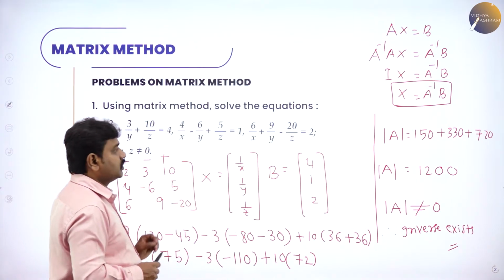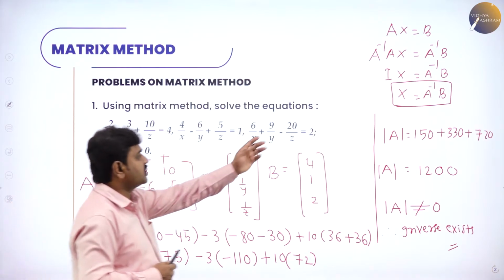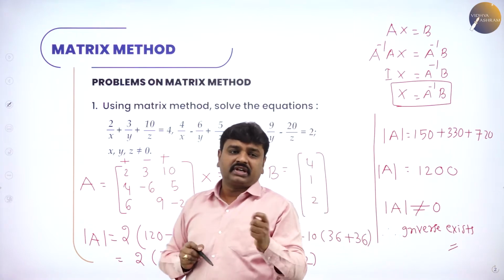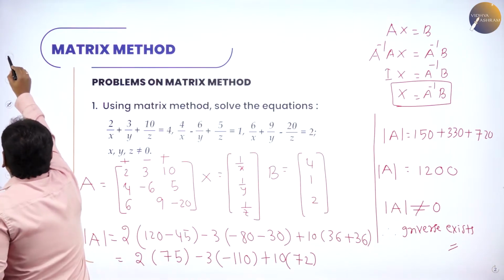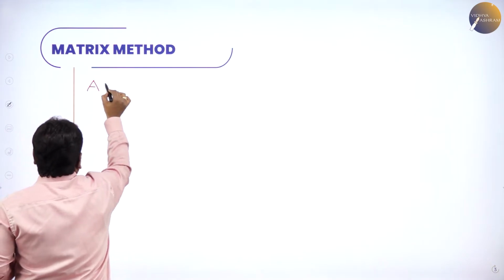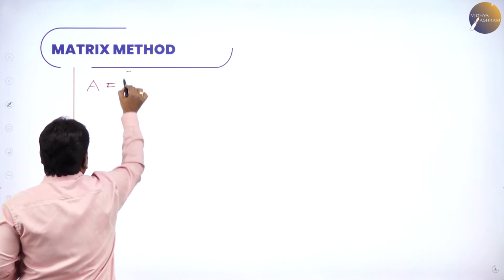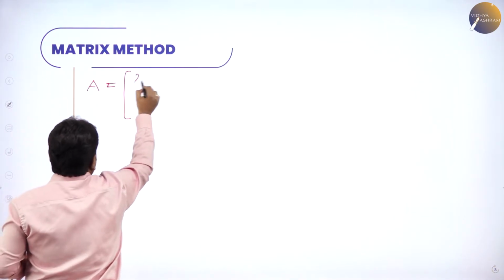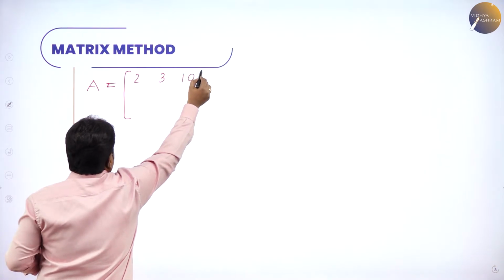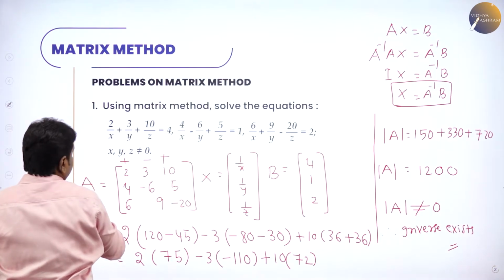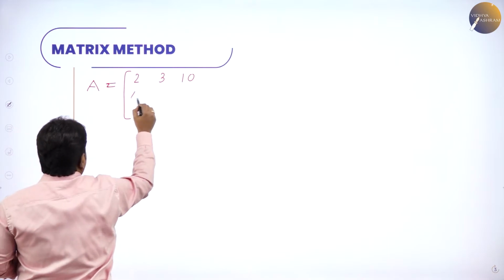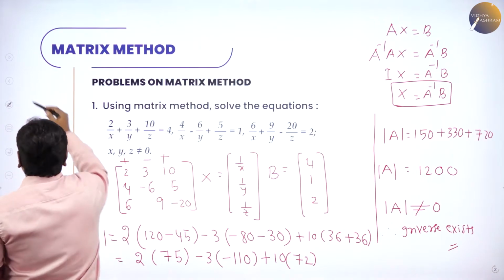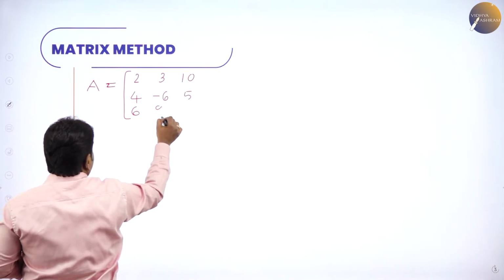Now we need to find A inverse, because what is X? A inverse into B. If you want A inverse, first we need what? Adjoint. So we'll take the matrix and we'll find adjoint. So matrix A is given. So I'll write the matrix A. First row 2, 3, 10. Second row 4, minus 6, 5. Third row 6, 9, minus 20.